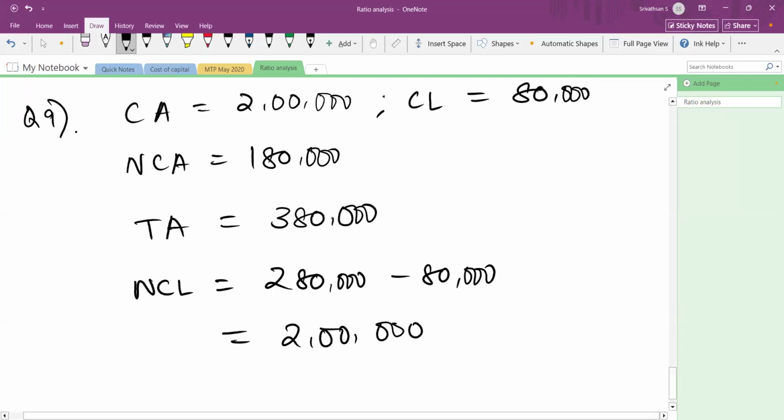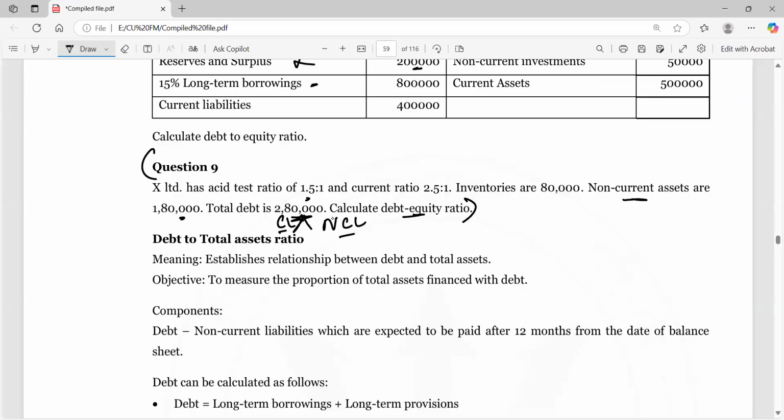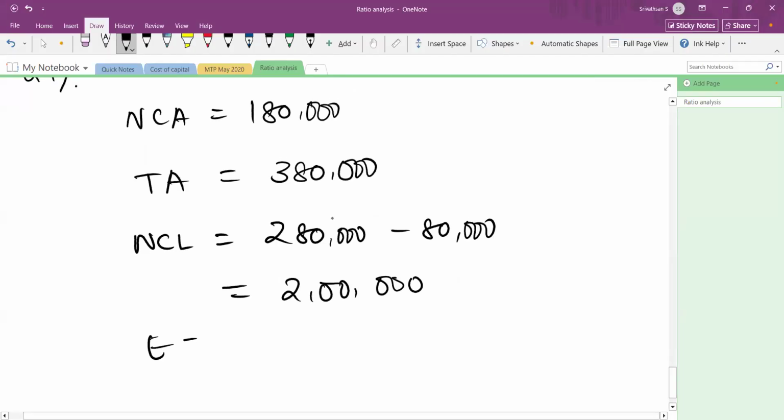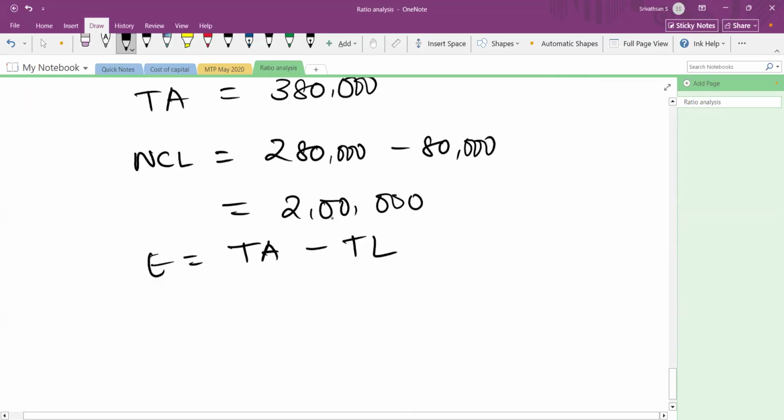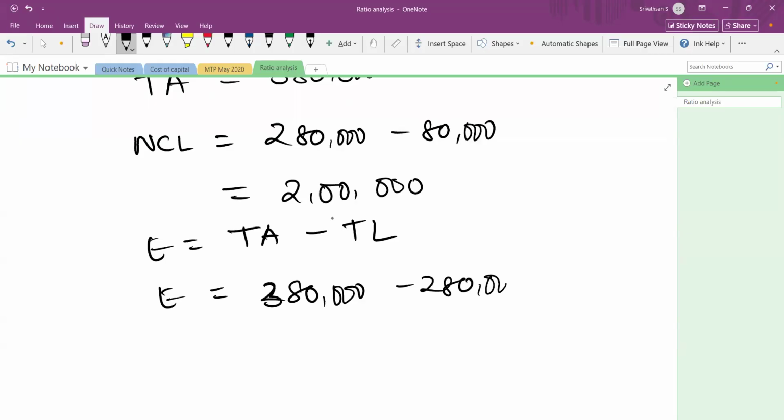Right. Now listen, what is the total asset of the company? 3,80,000. Out of that, total debt is 2,80,000. So what is that remaining 1 lakh? Has to be your equity, right? So equity is nothing but total asset minus total liability. So equity is equal to 3,80,000 minus 2,80,000. Equity is equal to 1 lakh.